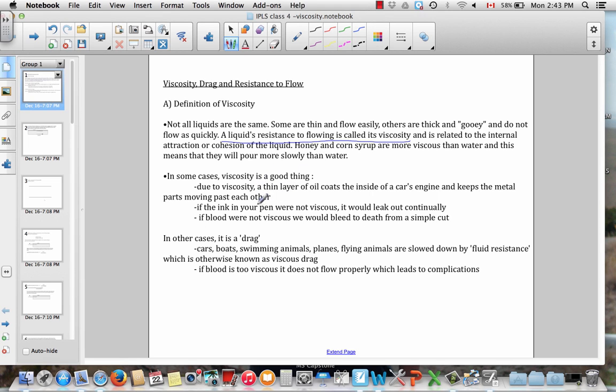Viscosity, say, for instance, enables pens to work because the ink's a bit viscous, so it doesn't bleed all out over the paper. Instead, it stays inside the pen until you push on the ballpoint. But of course, because of viscosity, it takes energy to move through both the air and the water.